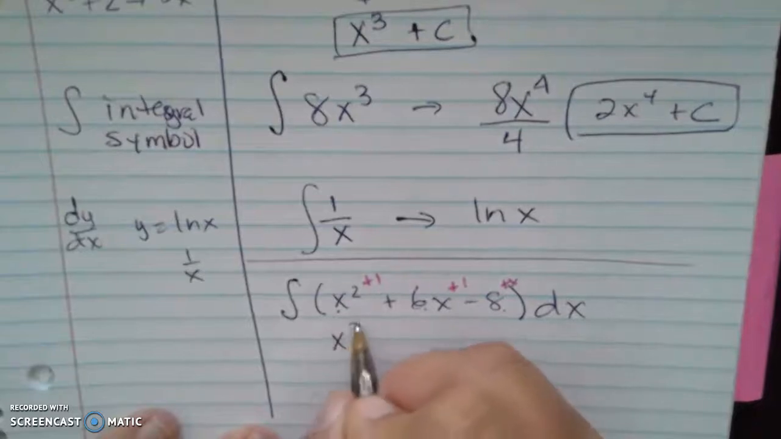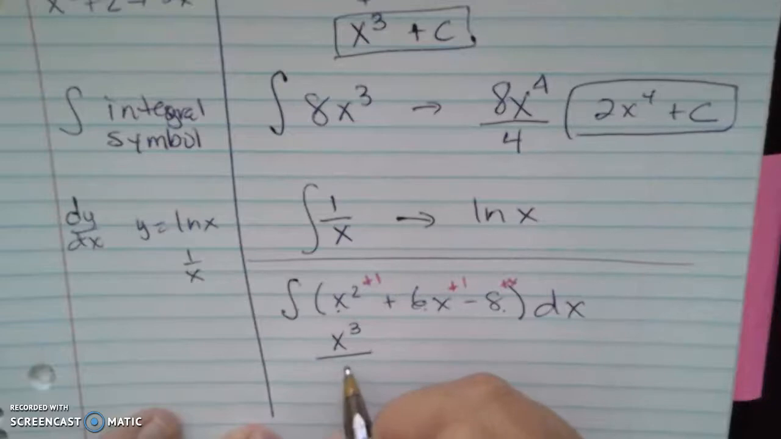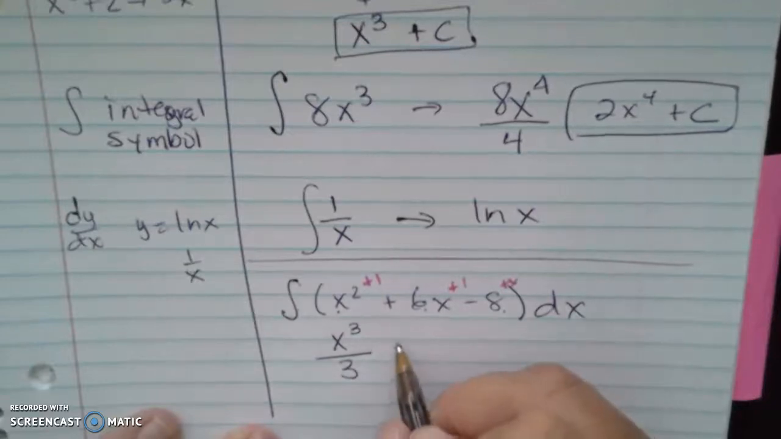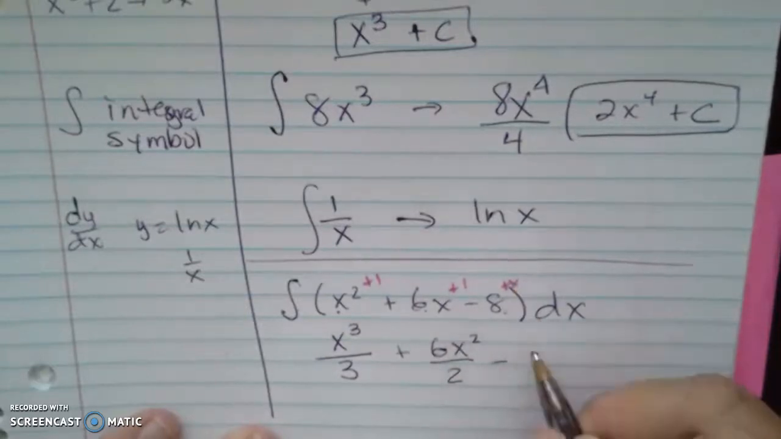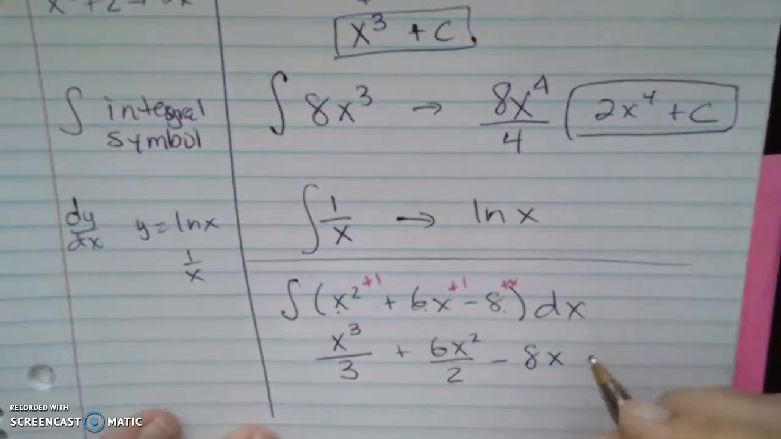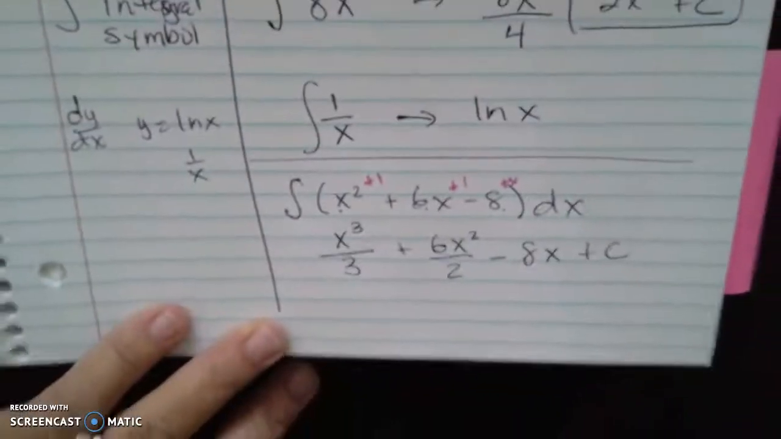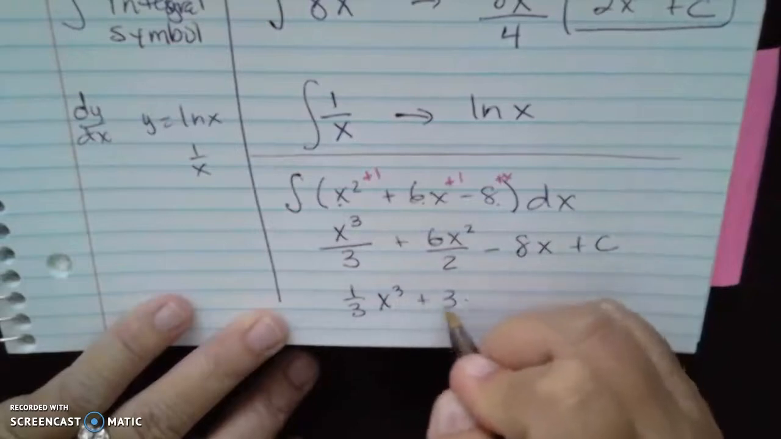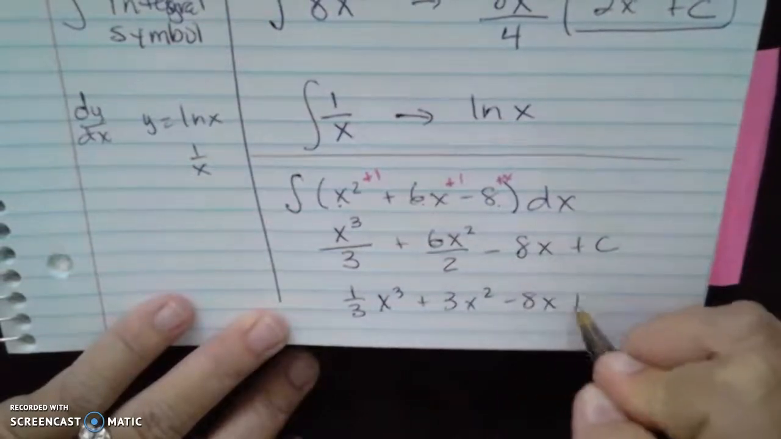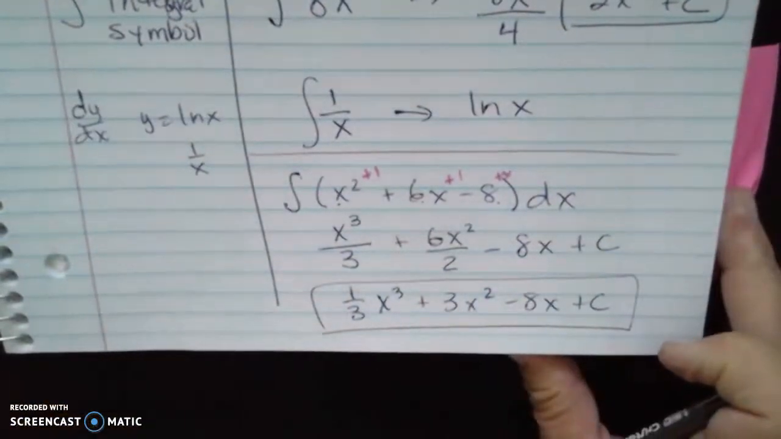So we're going to get x to the third, and then we have to increase the exponent by 1 and divide by that number, plus 6x squared, 1 plus 1 is 2, divided by 2, minus 8x. I have to add that exponent, and then I have to add my constant. And so when I go to simplify, I'm going to get 1/3 x to the third plus 3x squared minus 8x plus c. And this is my final answer for that problem. Okay.